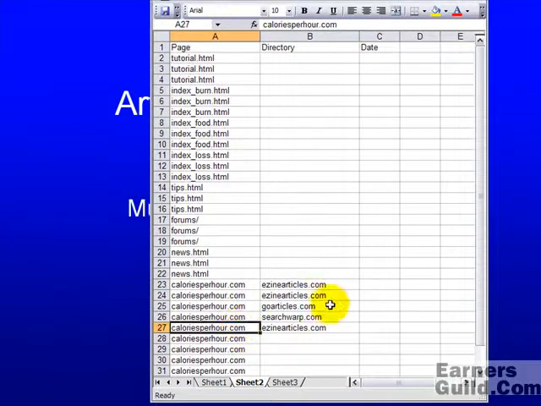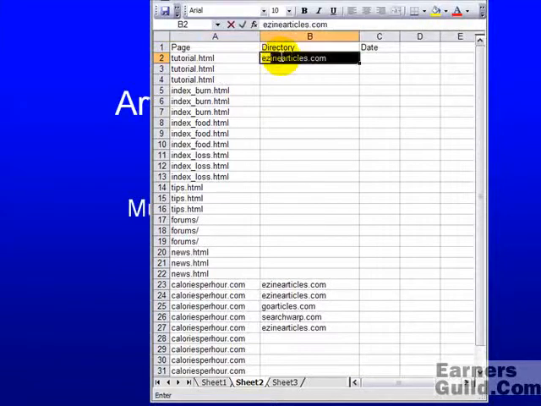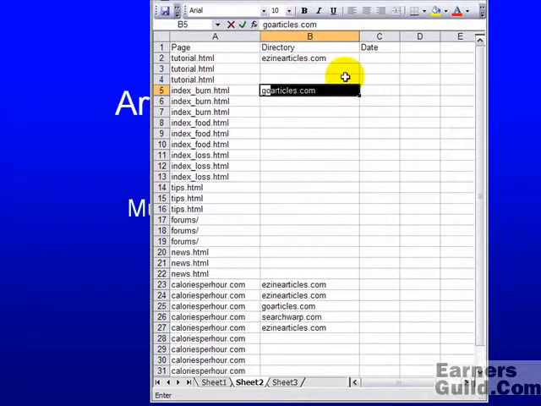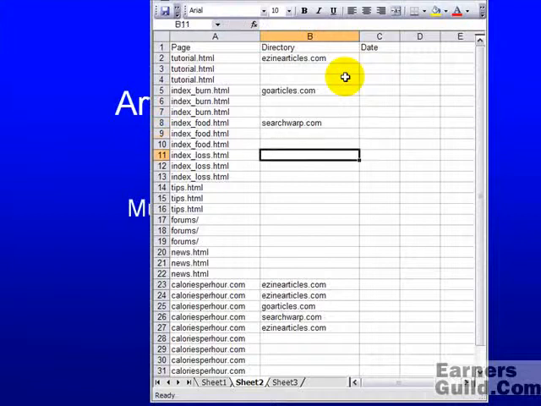Then maybe it's time to go up here and start linking to individual pages. Maybe here I can have one that's going to go to Easing Articles. And then I'm going to skip to the next page, but this time have it go to Go Articles. And then here I'm going to go to Search Warp. And then here maybe I'll go to Article Dashboard.